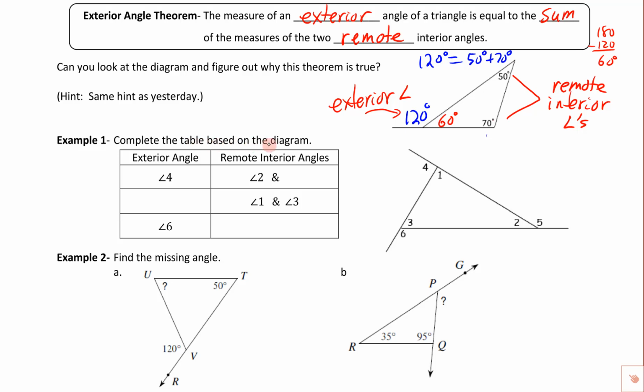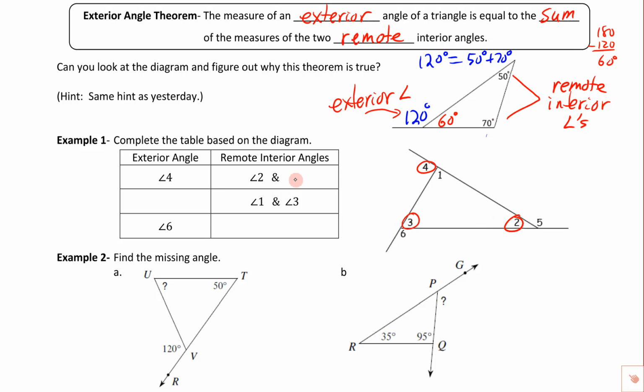It says complete the table based on the diagram. So here's the diagram, and you'll notice that every one of the sides of the triangle has been extended to make an exterior angle. If the exterior angle is angle 4, I'm going to circle that. We want the two remote interior angles. Well, the two remote interior angles would be on the inside, away from angle 4, away from angle 1. So that's going to be 2 and that's going to be 3.